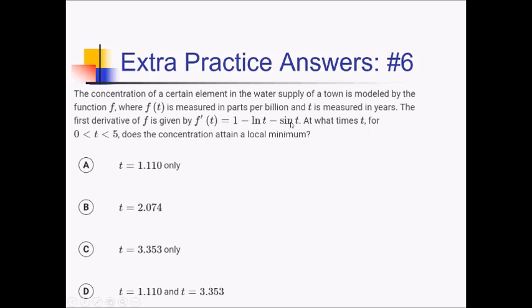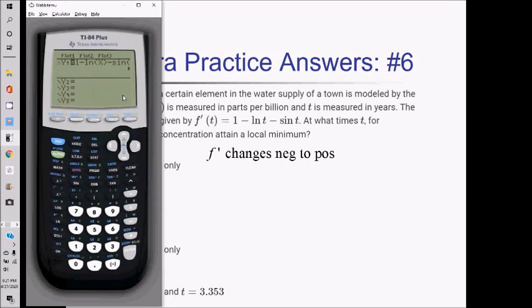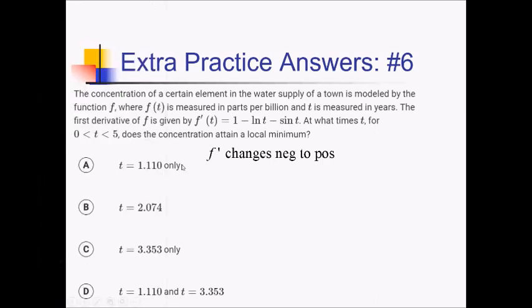At what times T, between 0 and 5, that's important, does the concentration attain a local min? Okay, so I'm basically asking, where does this f prime that they gave me change from negative to positive? So f prime changes from negative to positive at some place that we're going to figure out by looking at our graphing calculator. Here I am in my y equals for my calculator. I've plugged in the f prime of t function in there, but I still need to know where to graph it. So looking back at the problem here, it looks like 0 to 5 is the window I should use.